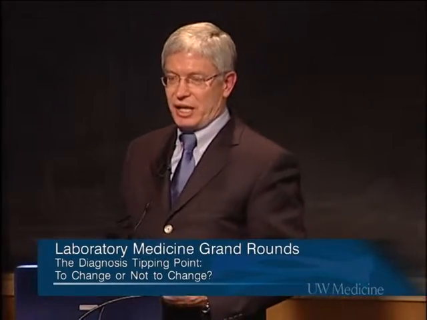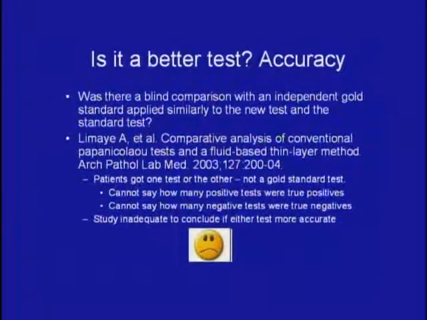And in the LeMay study, again, they basically just looked at their positive and negative rate in people who got either a conventional pap or a thin layer pap. So this criterion was not met. And in fact, that makes the study inadequate to tell whether this is a more accurate test or not, because we don't know. Yes, there were more positive tests. Were they true positives? Were they false positives? Was the positive predictive value better or worse? You can't really say when you don't compare to the gold standard.